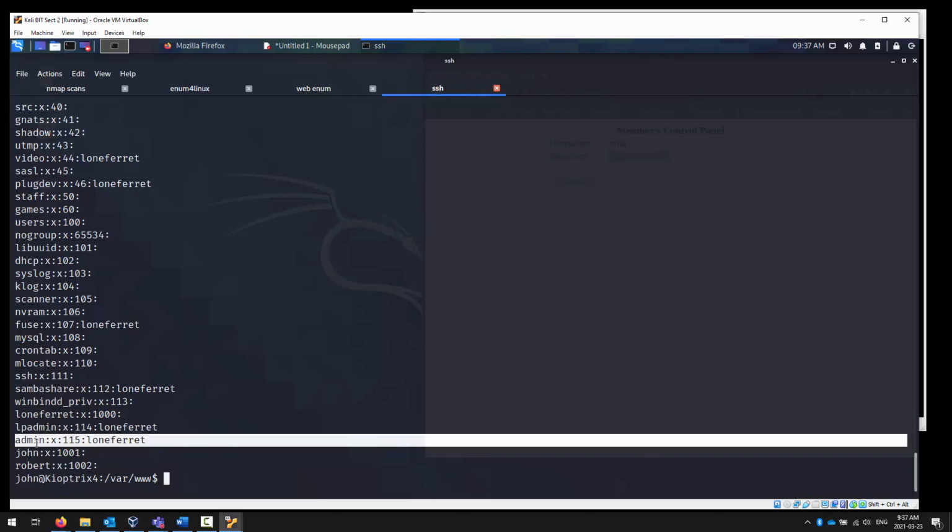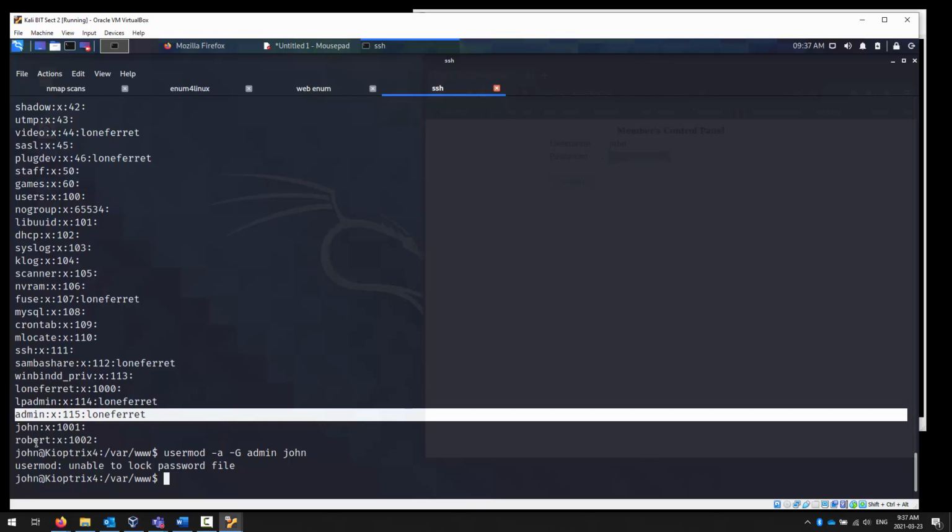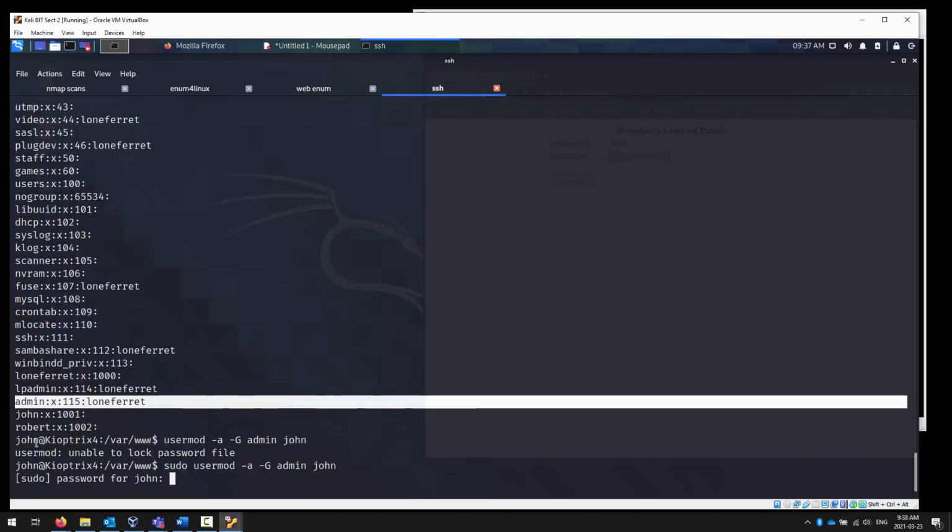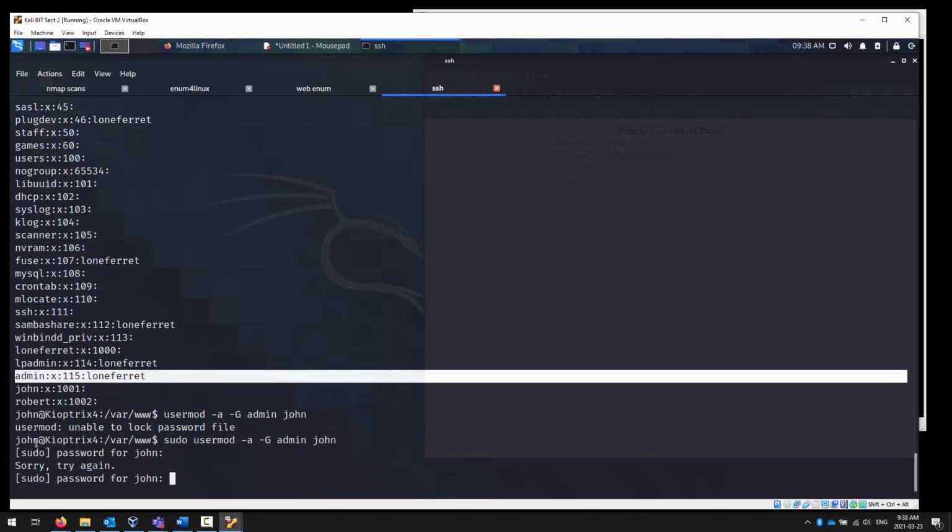All right. So we can try doing group add dash. It's not group add. It's usermod dash a to group admin John. See if... nope, no, I can't do that. So sudo usermod -a -G admin John. So I'm trying to modify. Oh.